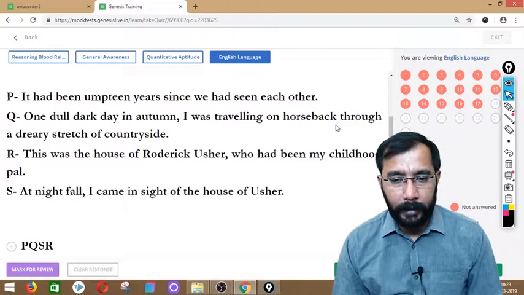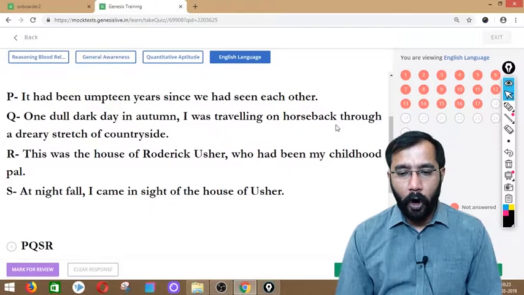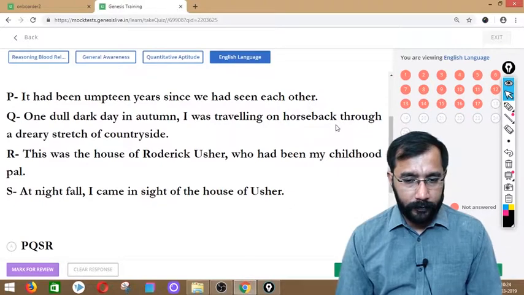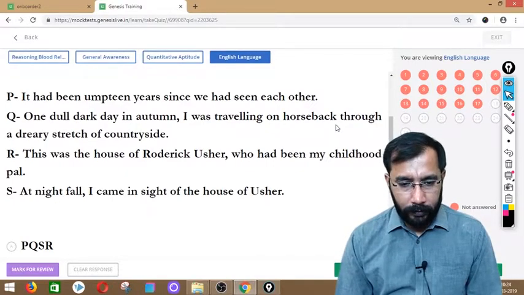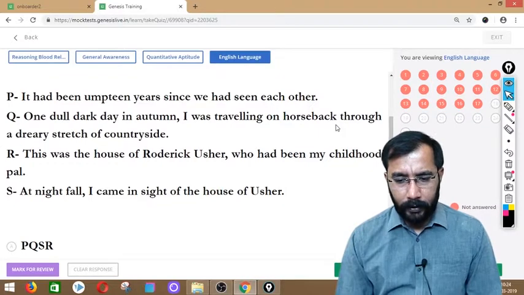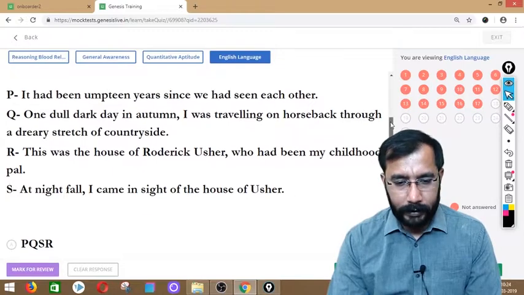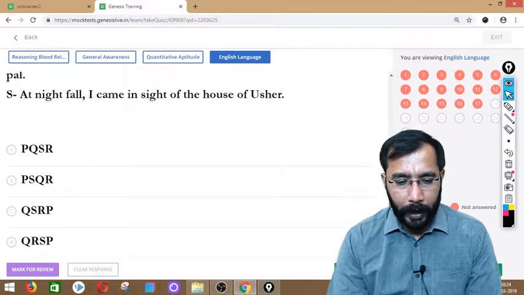It had been umpteen years since we had seen each other. One dull dark day in autumn, I was traveling on horseback through a dreary stretch of countryside. This was the house of Roderick Usher, who had been my childhood pal. At nightfall, I came in sight of the house of Usher. All right. So you are supposed to rearrange these sentences and then make a proper paragraph out of it.